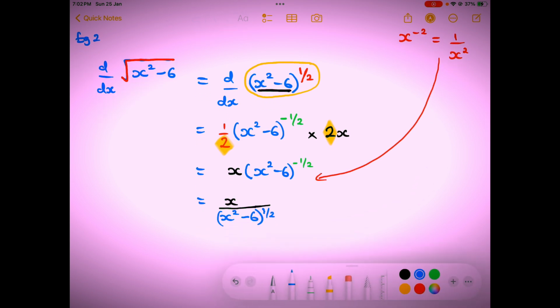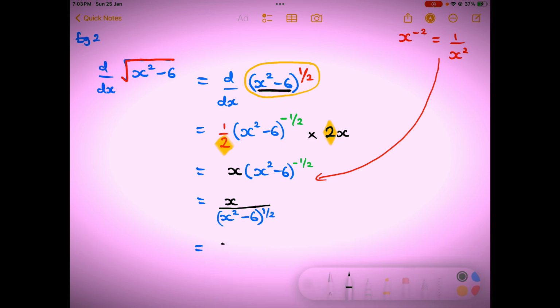We are now going to put it back in the radical form. In the original question, it was in the radical form. So from this step, it's better you write it in the radical form. So now I have x all divided by the square root of x squared minus 6. So guys, this is what I have. So please just take your time and follow the steps that I have just explained.